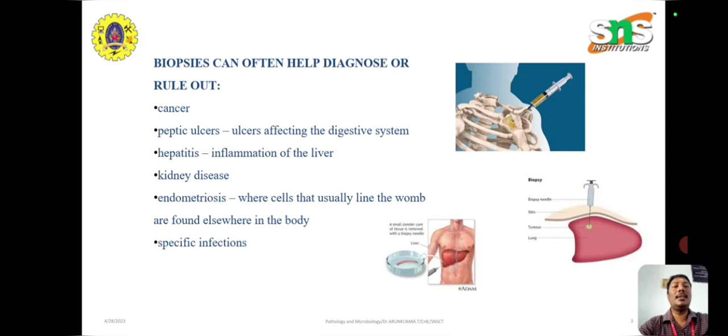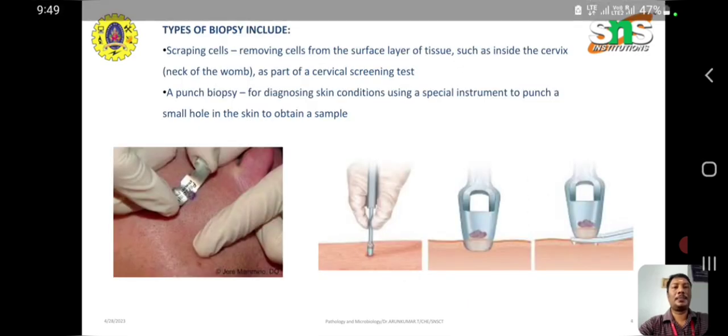for example, cancer, peptic ulcers, ulcers affecting the digestive system, hepatitis, inflammation of the liver, kidney diseases, endometriosis, where cells that usually line the womb are found elsewhere in the body, and specific infections.